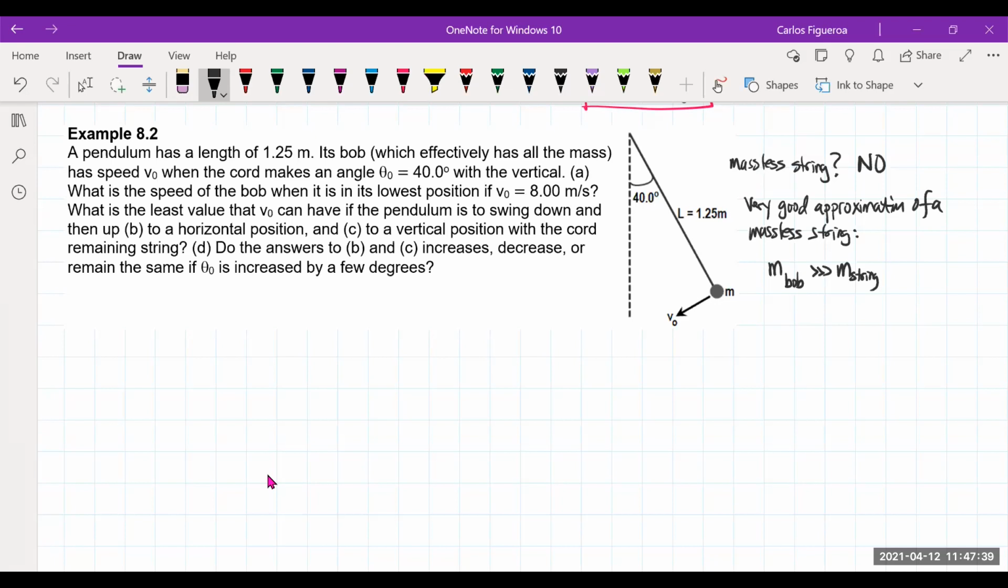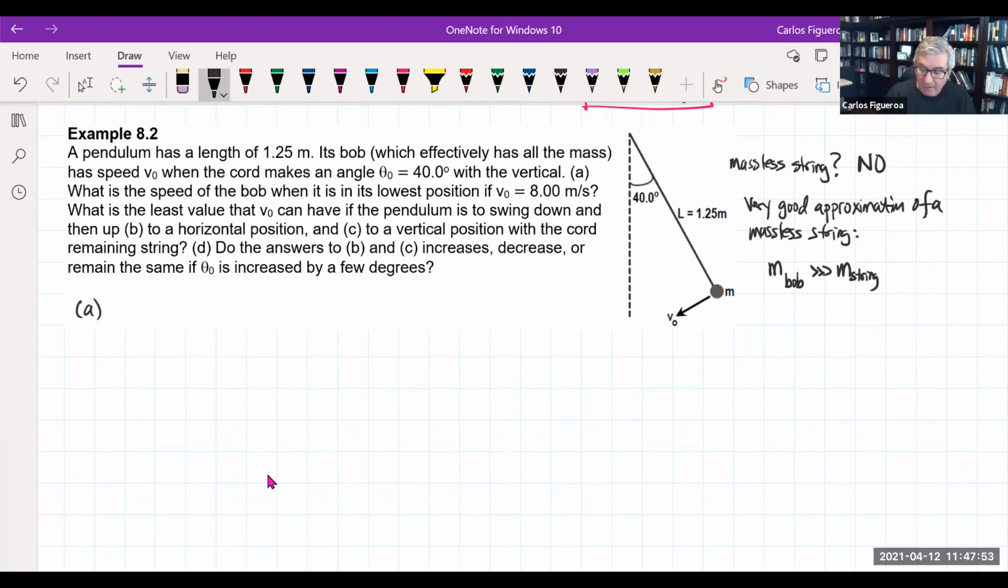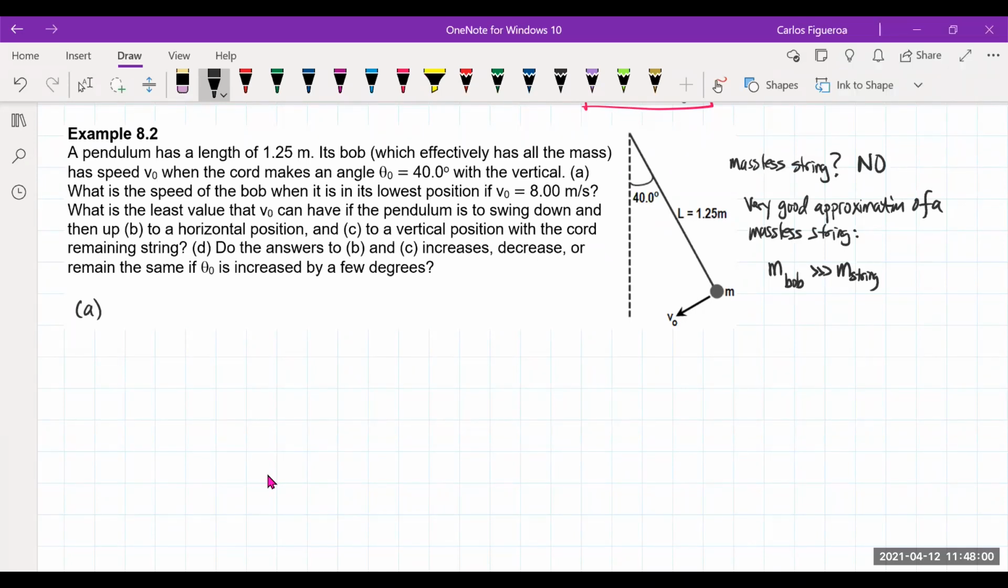Carlos, quick question. If the mass of the bob is so much greater than the mass of the string, then how does the string support the mass of the bob without snapping? Well, that's a good question. Huh. I guess we have to have some realistic thing here. Let's say that I have a 10-pound bob.